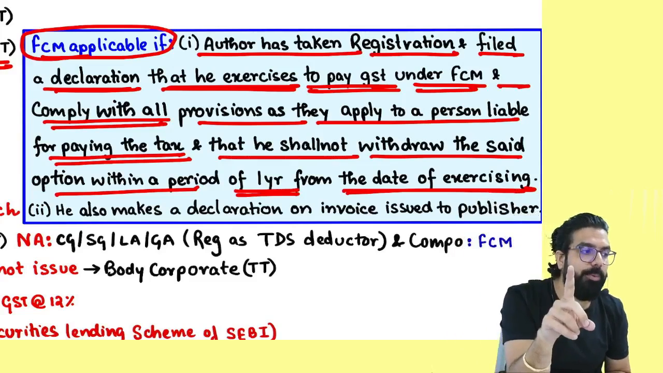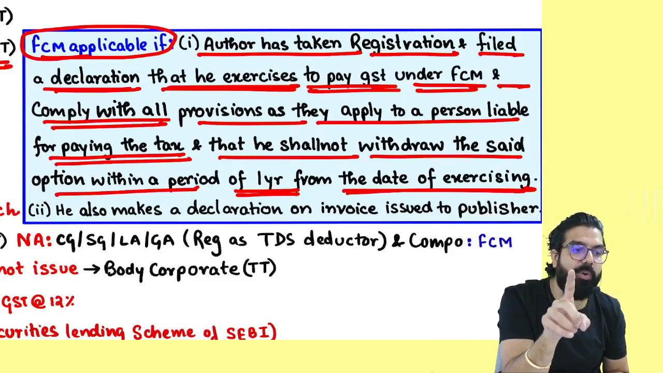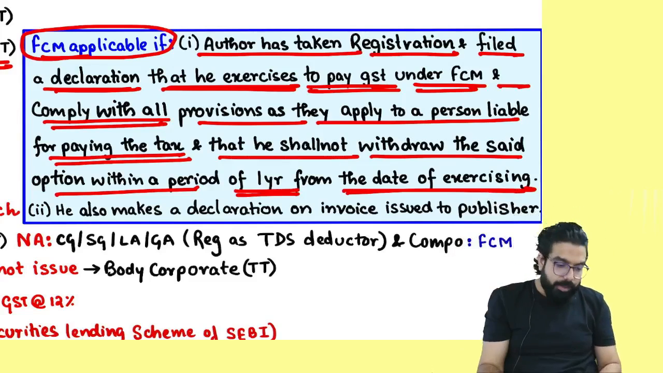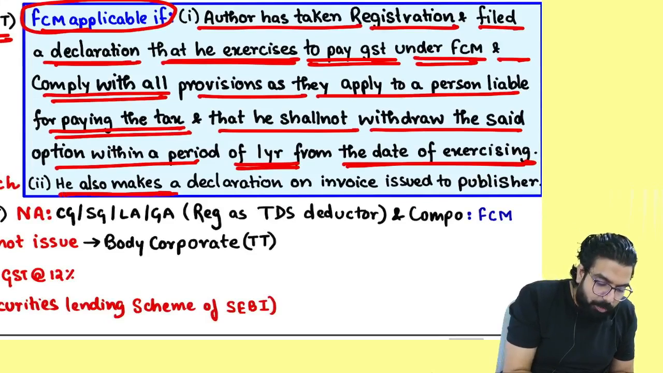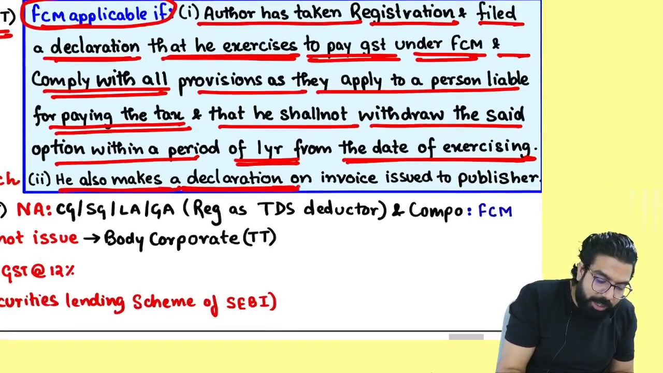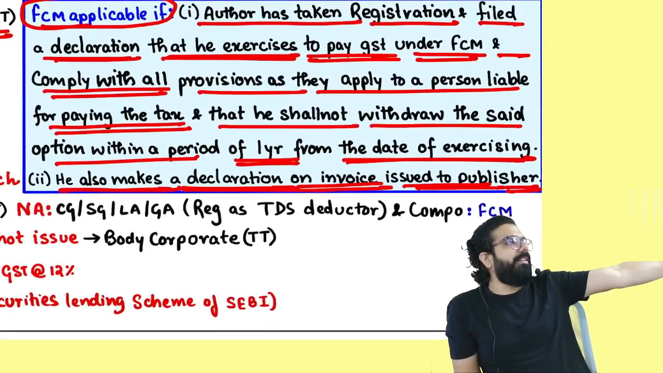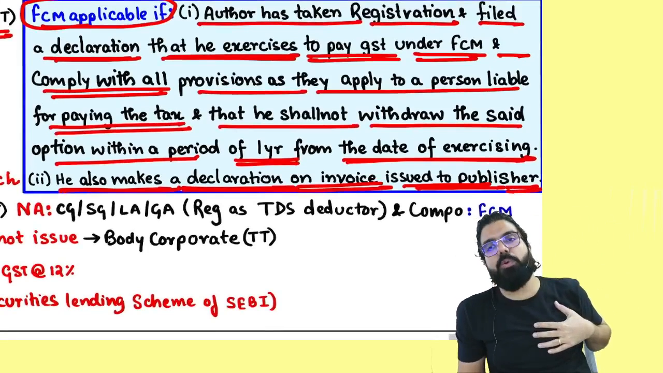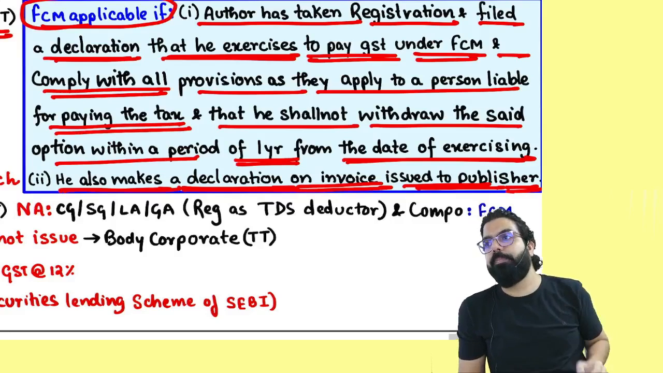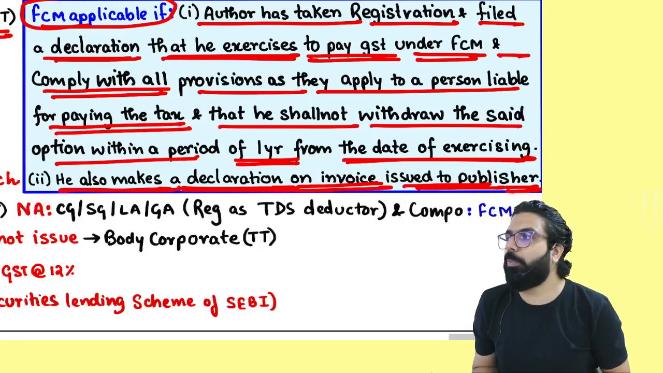And once you take the option, you should not withdraw it for how many years? 1 year. Always remember, he should also make a declaration on the invoice issued to the publisher: publisher, you don't pay the GST under RCM, I am collecting under forward charge, I will pay it. So remember one thing, generally for authors, what will happen?